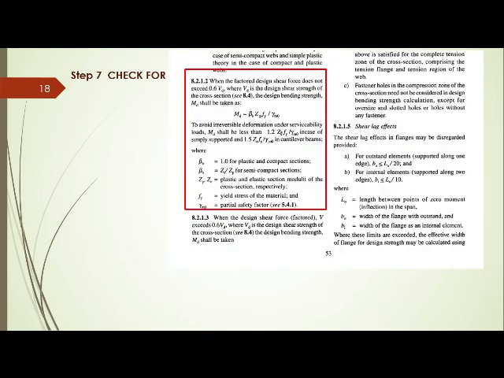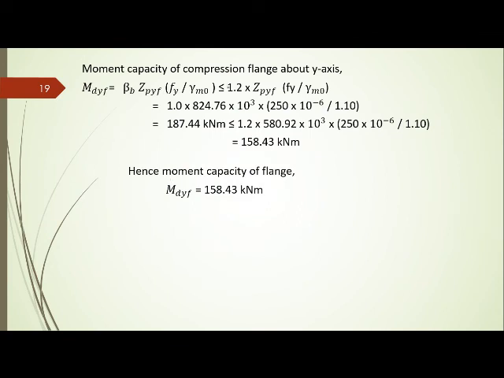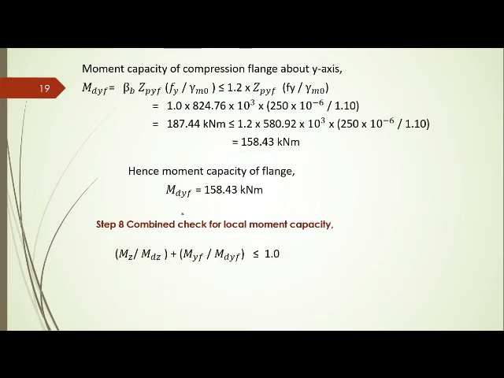The codal provision says that to avoid irreversible deformation under serviceability loads, MD shall be less than this value. So ZVE we have already calculated, so we checked this for the irreversible deformation. The irreversible deformation moment capacity of the flange, F stands for flange, is 158, whereas the MF value is 21 point something. We have calculated and shown it in lecture 1, and we have also checked in step 9 for combined interaction.